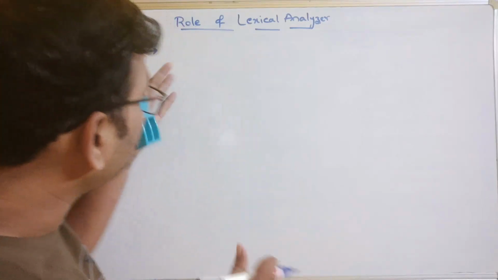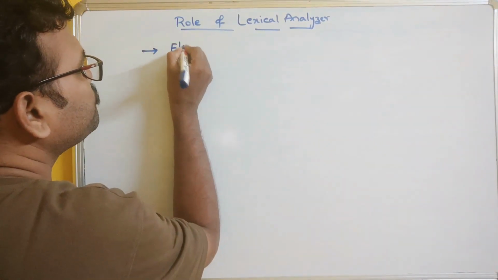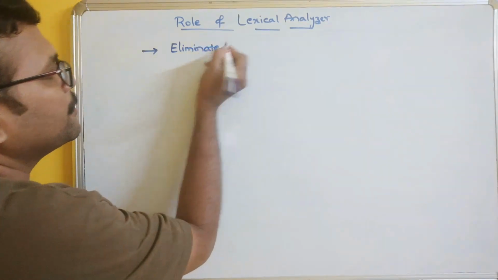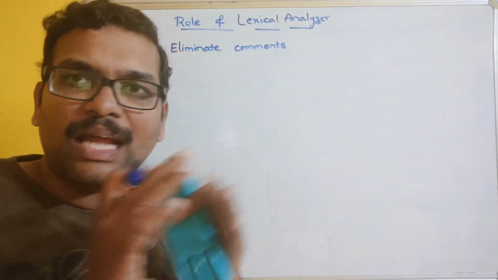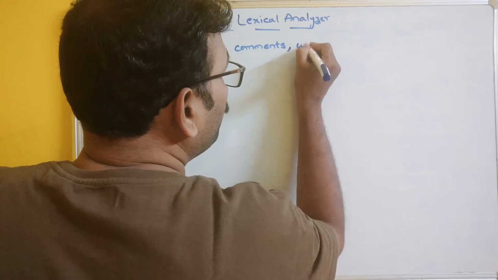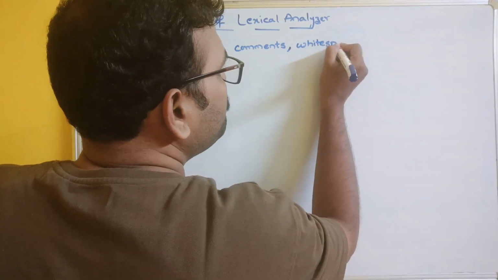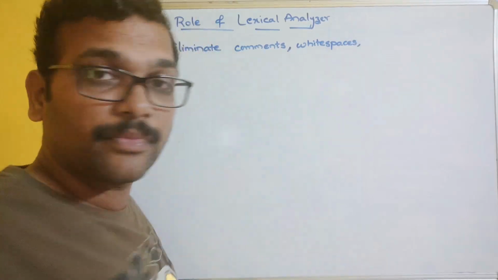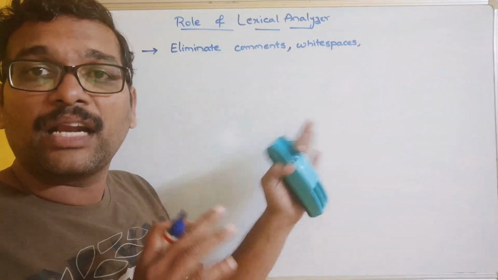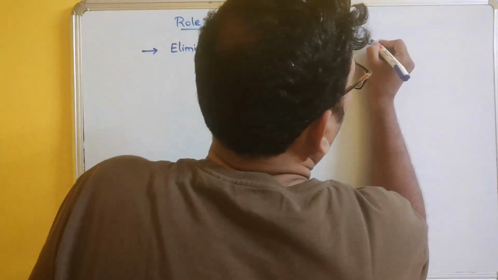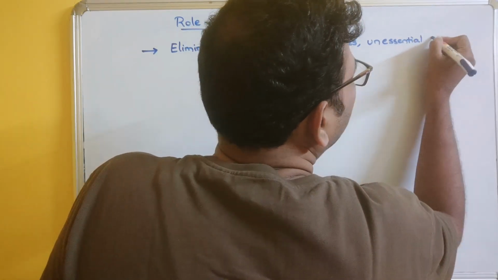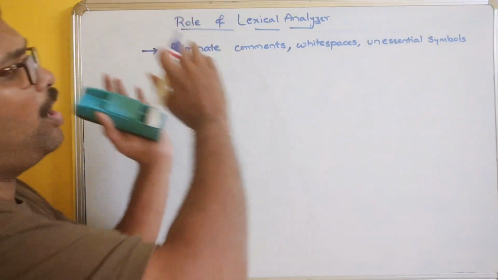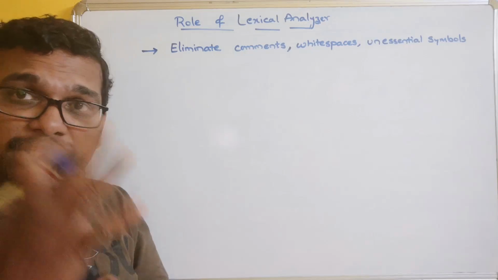So the first step, it will eliminate comments. Whatever comments we have written in the program will be eliminated. Also any white spaces, the extra spaces, will be removed, and unessential symbols which don't obey the rules of the compiler. All these things will be eliminated from the instruction. That's the first thing that happens.